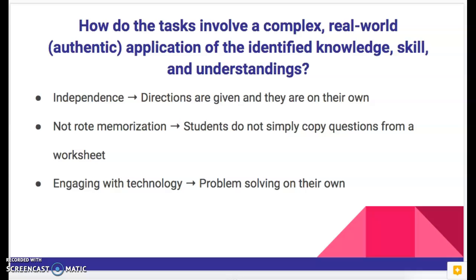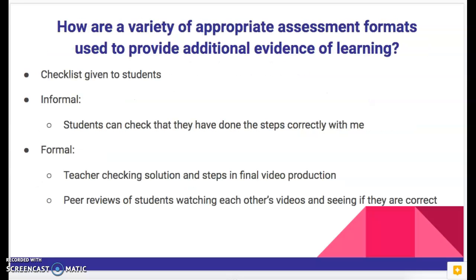accessing a site they never had before, and they had to do a little bit of problem solving on their own to get to the end goal. There were a few assessments that were used to show evidence of learning.